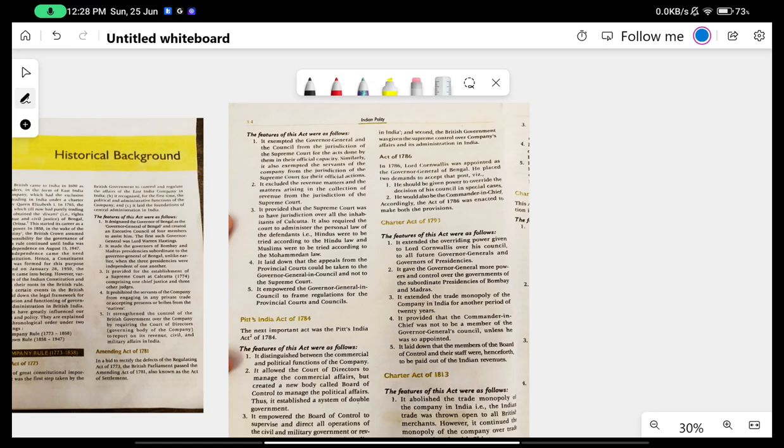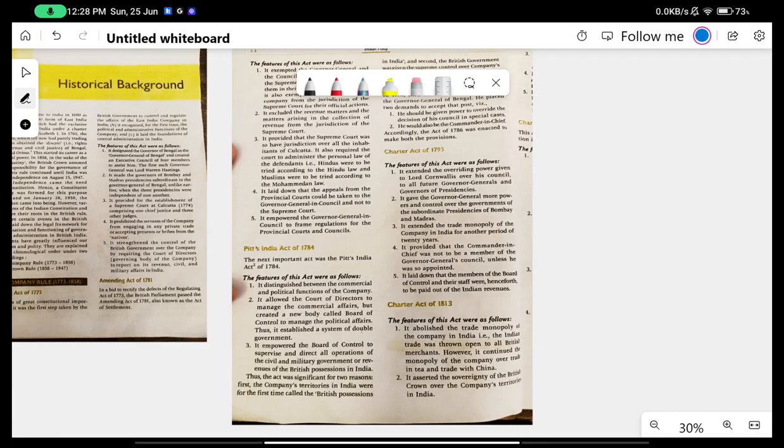Then our third act comes now. It's called the Pitt's India Act of 1784, also known as the East India Company Act 1784. This act is named after the British Prime Minister William Pitt the Younger. This was his complete name, William Pitt the Younger. It's already written here.